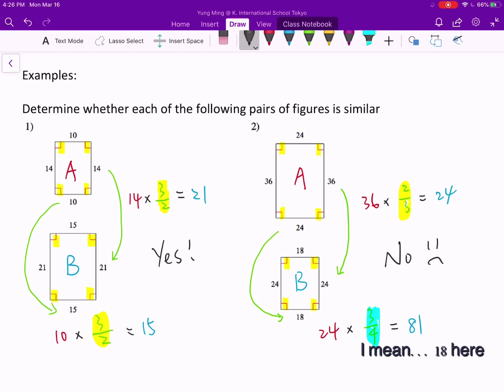As you can see, even though in these cases we have all angles being the same, that doesn't actually guarantee the similarity. Whereas in triangles, if you have all three angles being the same, we automatically guarantee the similarity. So that's the biggest difference between similarity in triangles and similarity in figures.